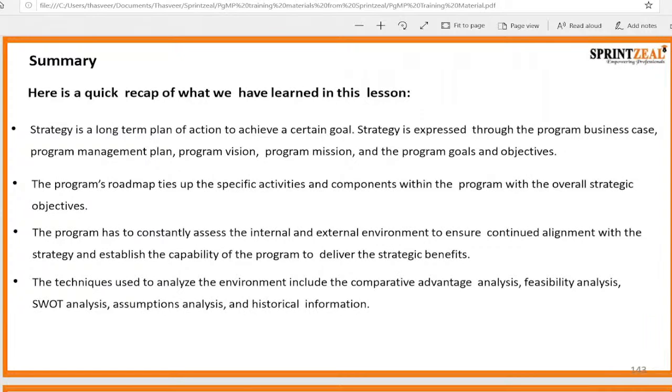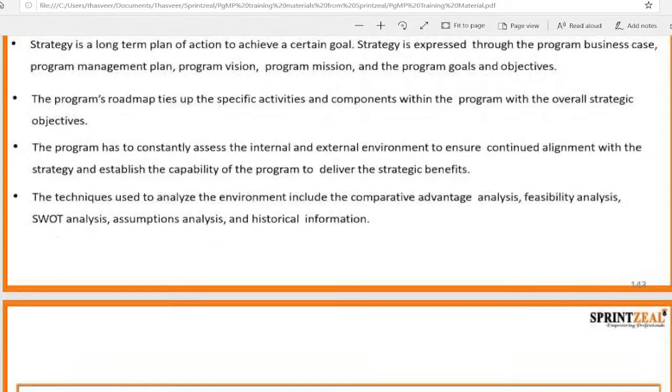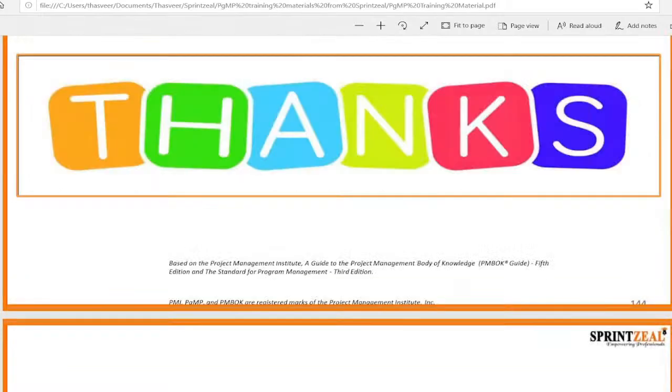Okay. The program's roadmap ties up the specific activities and components within the program with overall strategic objectives. The program has to constantly assess the internal and external environment, which we already discussed, ensure continued alignment with the strategy, and establish the capability of the program to deliver the strategic benefits. The techniques used, you remember: comparative advantage analysis, feasibility analysis, SWOT analysis, assumptions analysis, and historical information. So how was the strategic alignment? It's pretty easy, right?